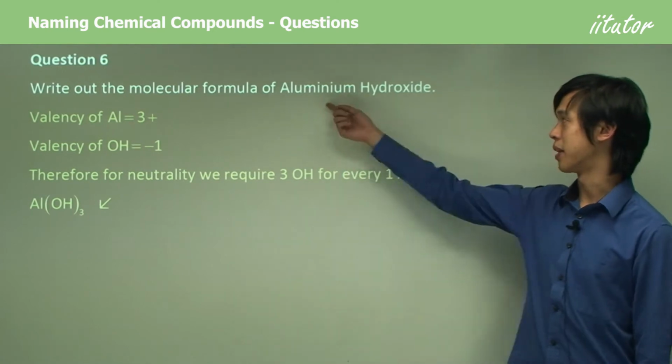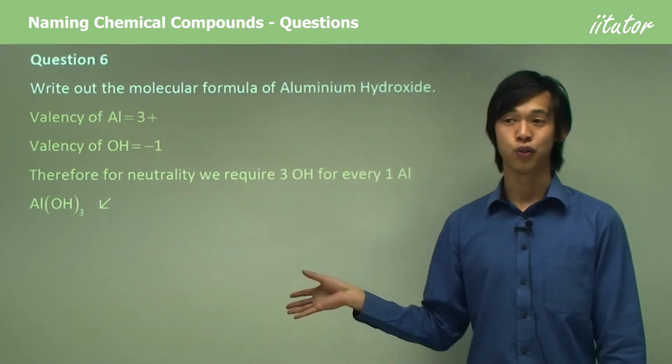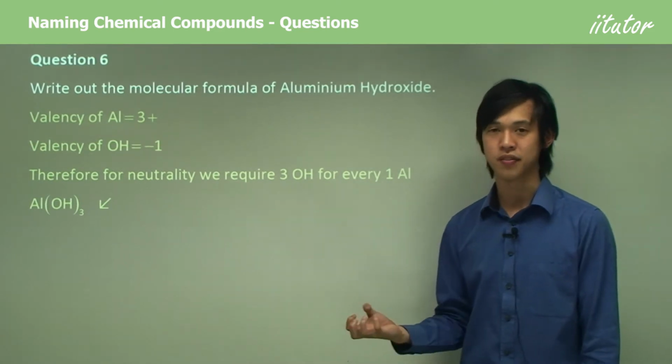And the name would be aluminium hydroxide. We don't say trihydroxide because there's really only one way that we can form this. So we don't need to specify any more.